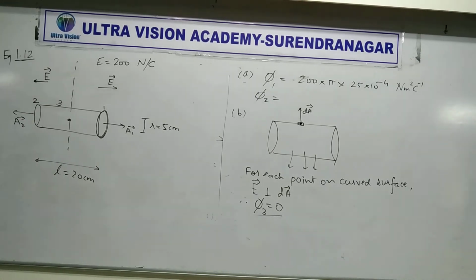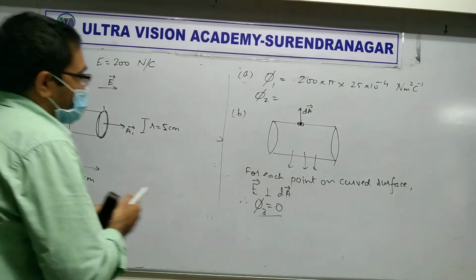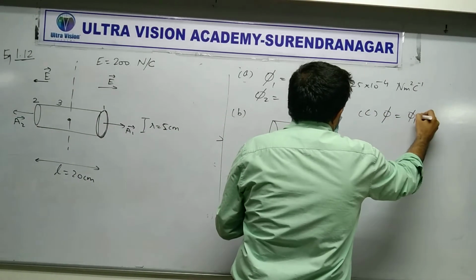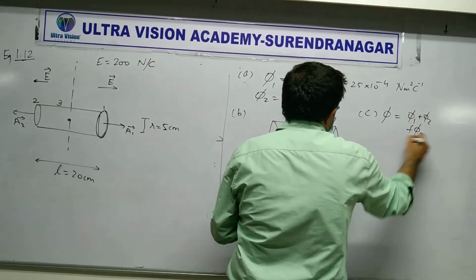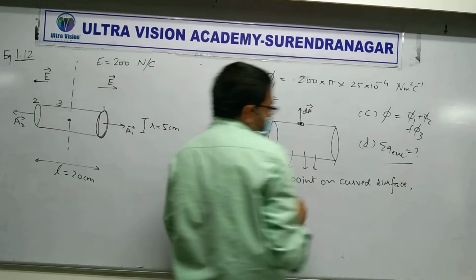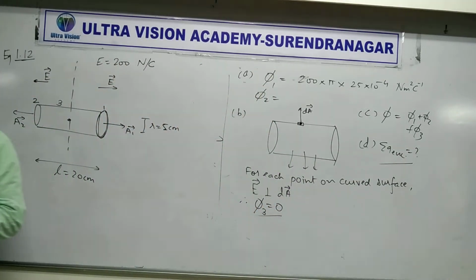D. What is the net charge inside the cylinder? If you find total flux, in part C we have already found total flux. Once you find total flux, you can always find the charge enclosed. Yes or no? Yes. By using the Gauss law.